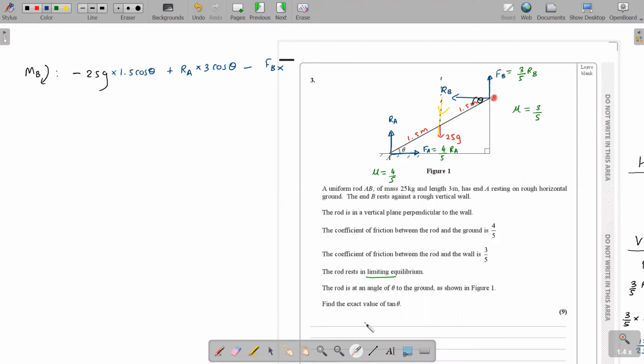Friction A into what's the perpendicular distance? Sorry, this is friction A, the friction at point A. It's a force that goes like this. The force is originally horizontal. So what's the perpendicular distance between B and this particular force? Now your force is originally horizontal, which means your perpendicular distance must be vertical.